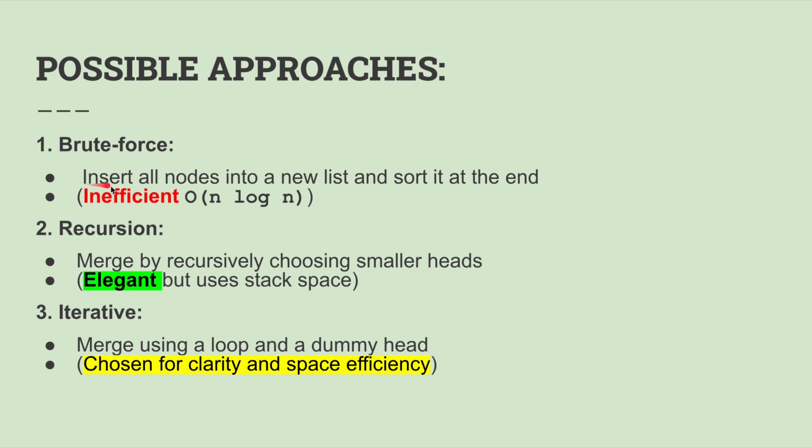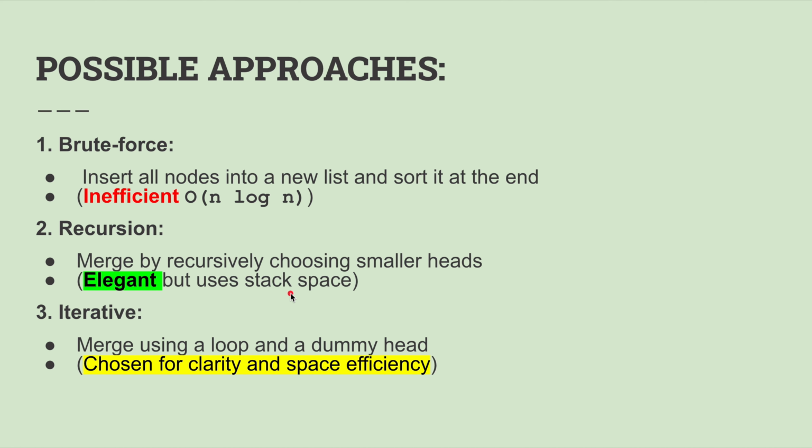If you insert all nodes into a new list and sort it at the end, you will get O of n log n. That is why the brute force approach is not good for us. Think about the recursion. Recursion is elegant but can cause a stack overflow for very large lists. So if you do the merge recursively by choosing the smaller heads, the recursion is elegant, right? This is good, but it uses stack space.